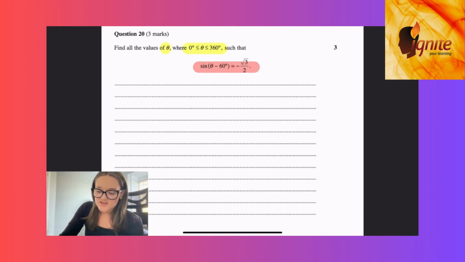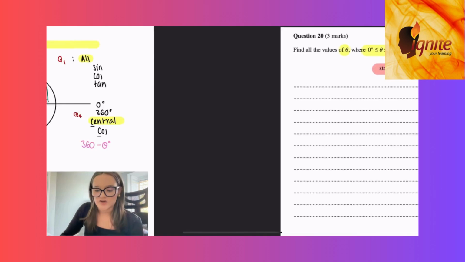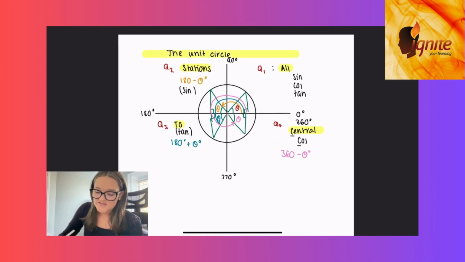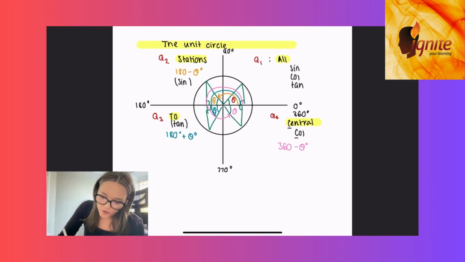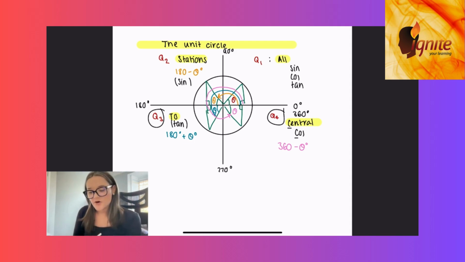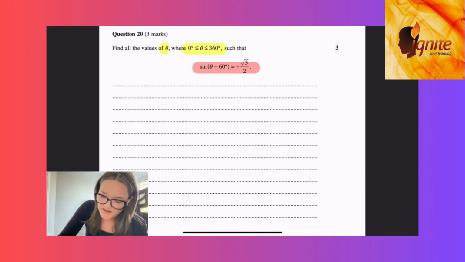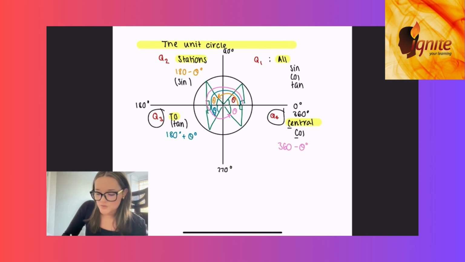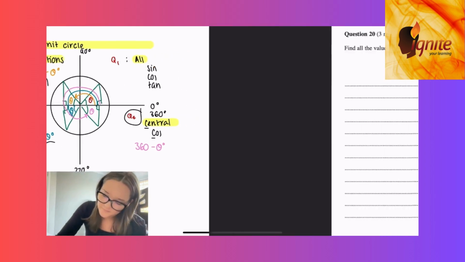So with this kind of question, the first thing I can see is that it's negative. So if I have a look back at my unit circle, I know that sine is going to be negative in my third quadrant and my fourth quadrant, because in my third quadrant only tan is positive, and in my fourth quadrant only cos is positive there. So therefore I know straight away I'm going to be working with the two formulas that were given to me in quadrant 3 and in quadrant 4. So quadrant 3, we said that my expression was 180 plus theta.